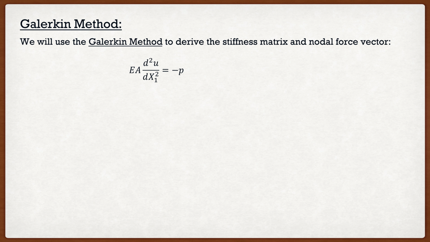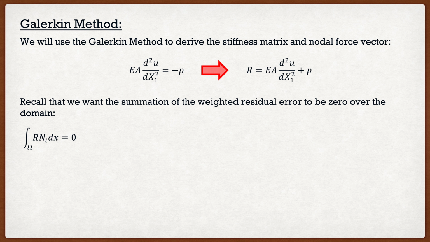Now, recall that in the Galerkin method, we want the summation of the weighted residual error to be 0 over the domain. And you guys are saying, Clayton, those are just fancy words. What does that mean? Well, essentially I want to take the integral over the domain of our residual R, which we defined above, multiplied by something called Ni. These are called our shape functions, and they are going to be very special going on. And what I want is for this integral to be equal to 0.